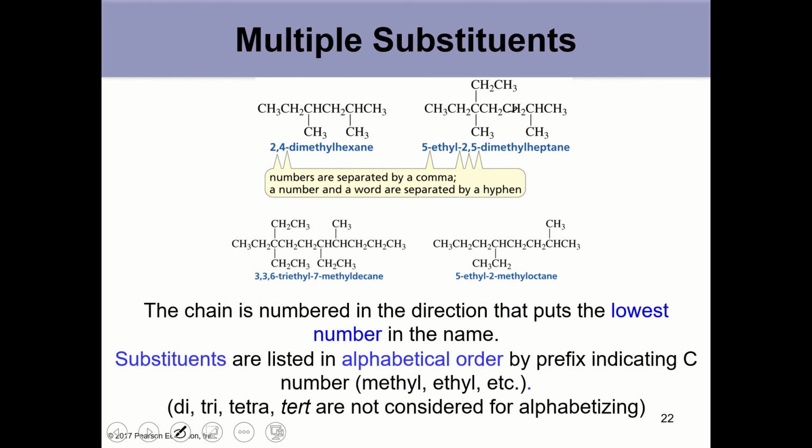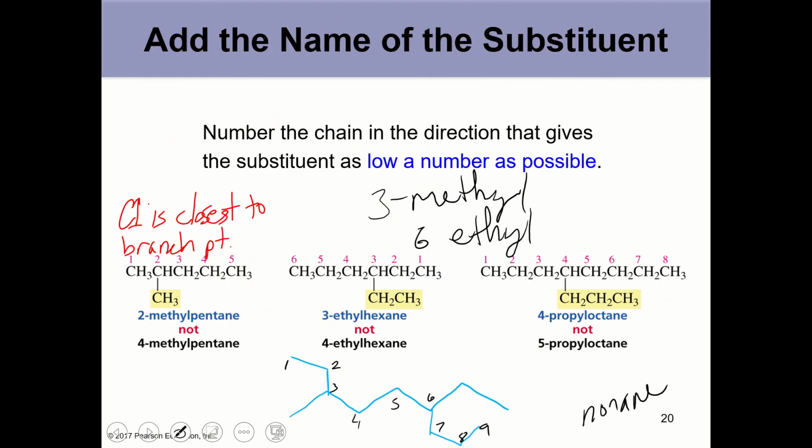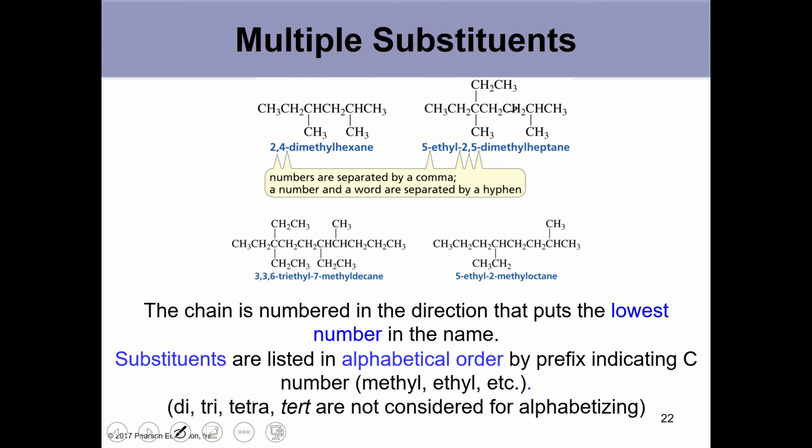Okay, we can have multiple substituents on a chain. We've been nice for the most part. We've been using one branch, two branches. We can have more than that. We can have as many branch points as we want, as long as we can identify the longest chain. So, multiple substituents: if you have multiple substituents that are the same length for the branch.